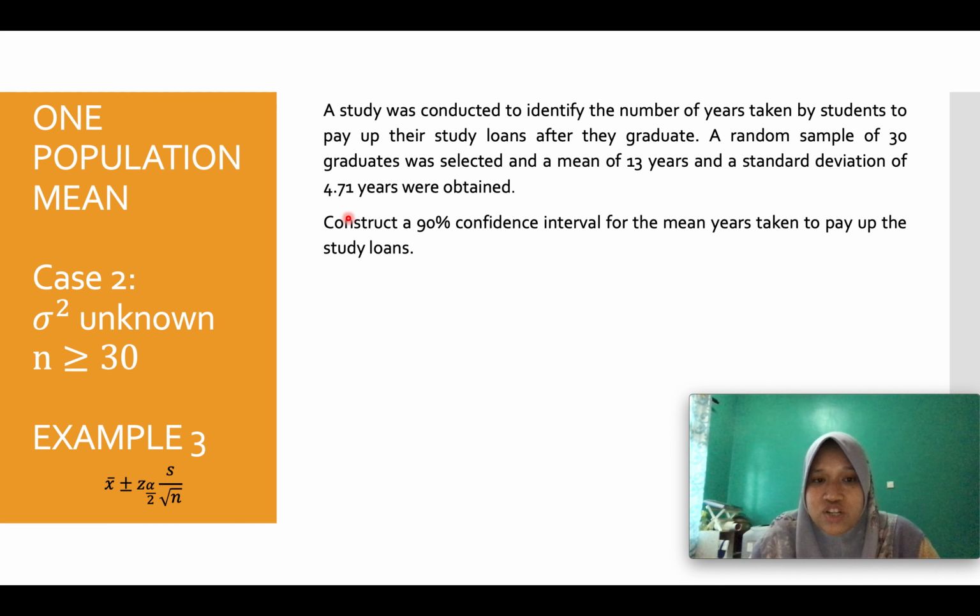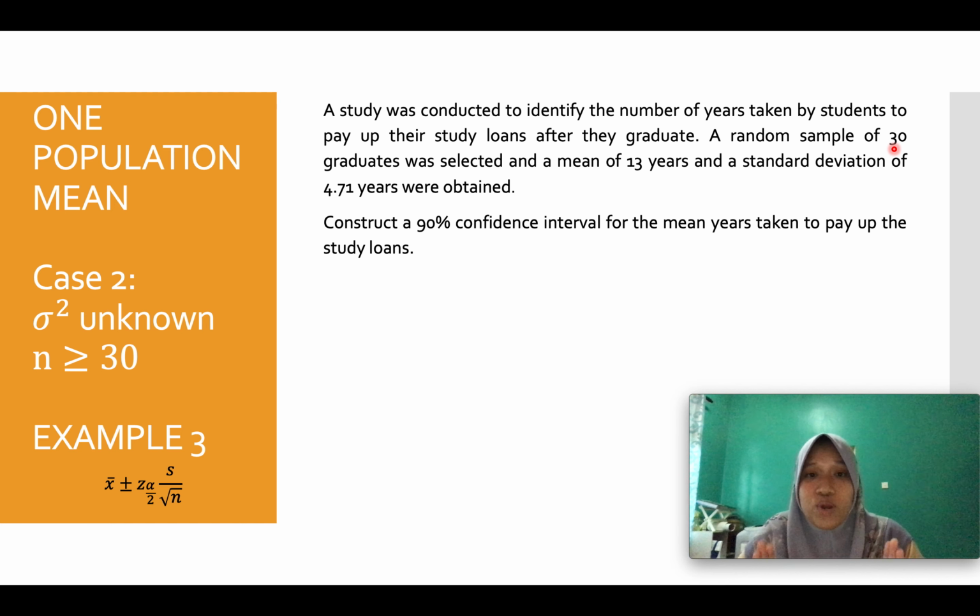And the standard deviation 4.71 also is referring to this sample size. So we do not have the information on the value of population standard deviation or population variance. Okay, so that's why it falls in case number 2.